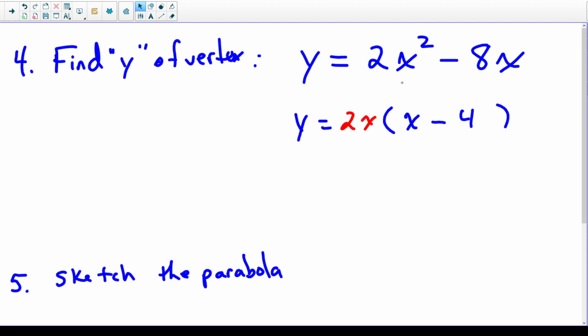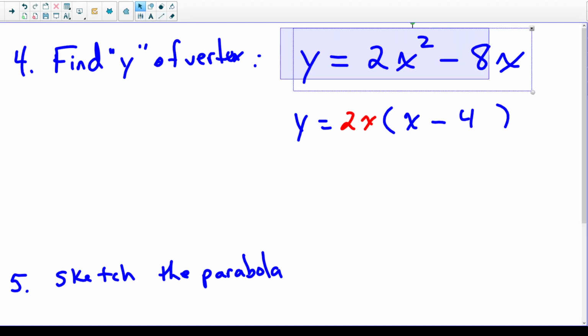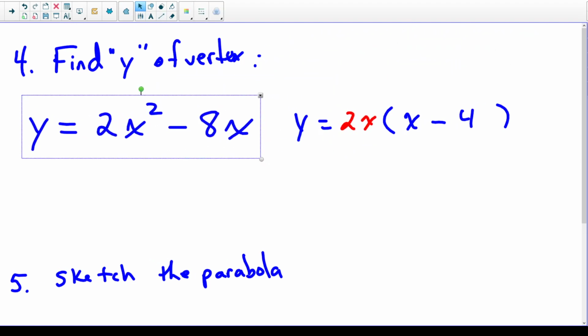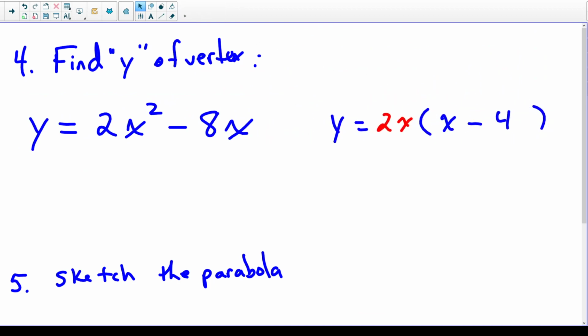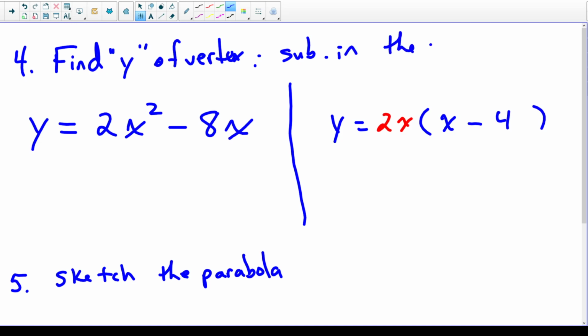Now, you can actually use either equation. You can use the first equation or the second equation. I much prefer using the second equation than the first one, but I'm going to prove to you that it doesn't matter which equation you use. We're going to use both, okay? But you only have to use one. So we're going to sub in the x middle, which is 2 in this case.